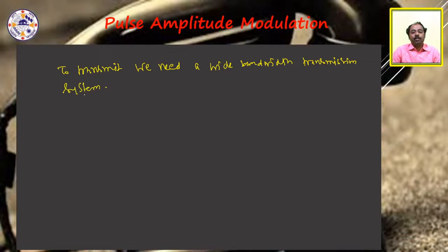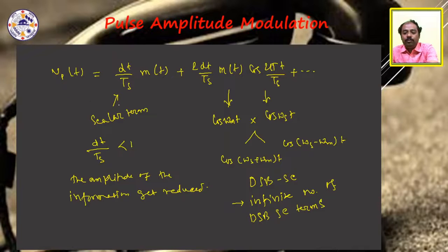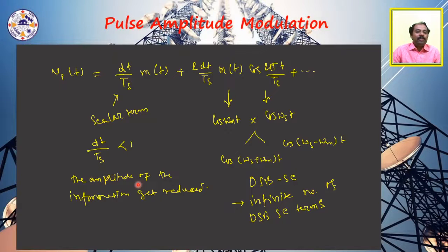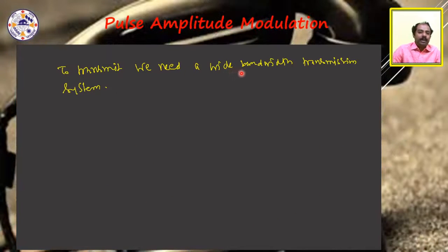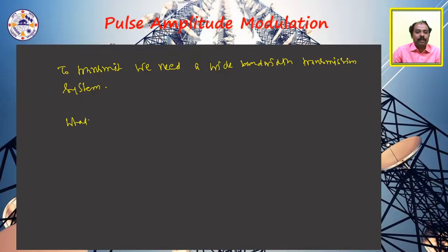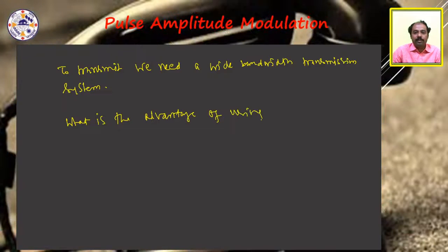Fine. So these are the two drawbacks of the pulse amplitude modulated system. The amplitude of the information gets reduced here. This is the first problem, and the second problem is that to transmit it, we need a wide bandwidth transmission system. Fine. So you can ask then, what is the advantage of using PAM? Why will we use PAM?